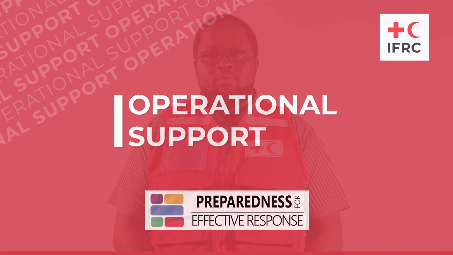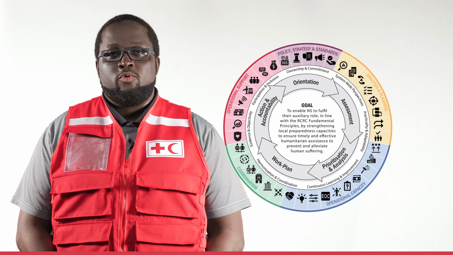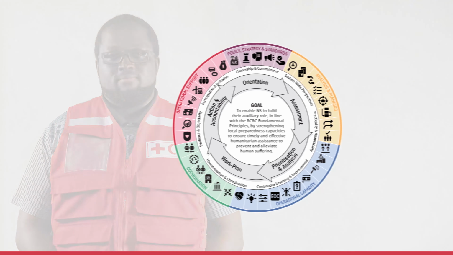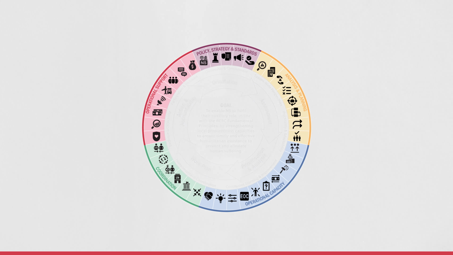As we saw in the introductory video, the Preparedness for Effective Response, or PER, approach describes a continuous and flexible process to strengthen national society's preparedness and response mechanism. Today, we will look at this mechanism in more depth.